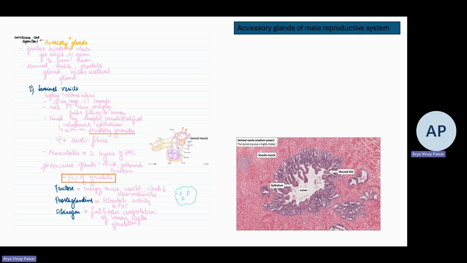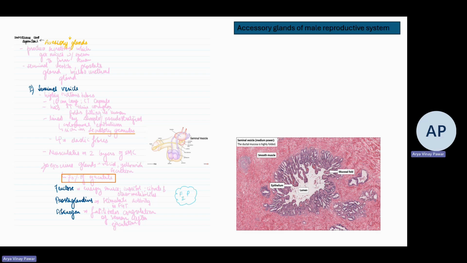The way I like to remember it is F2P, because it sounds like a formula to me, but it's not real. It's just something I've made up, like a mnemonic, where it secretes F2P. The first F is for fructose. It is an energy source. It provides the sperm with the energy it needs to travel through the female reproductive tract. Then we have the second F for fibrinogen. It helps in the coagulation of semen right after ejaculation, and the P stands for prostaglandin. It again stimulates activity in the female genital tract.